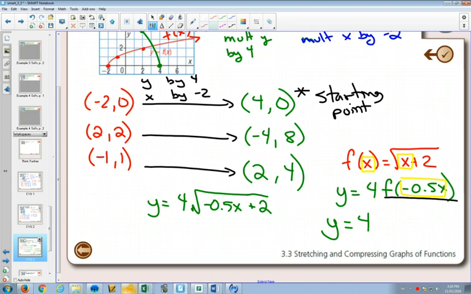So now I rewrite my function. I'll keep it green. But instead of writing the x, I have to write negative 0.5x. And then I still had the plus 2 after it. So that's how we can take something from function notation and change it back.